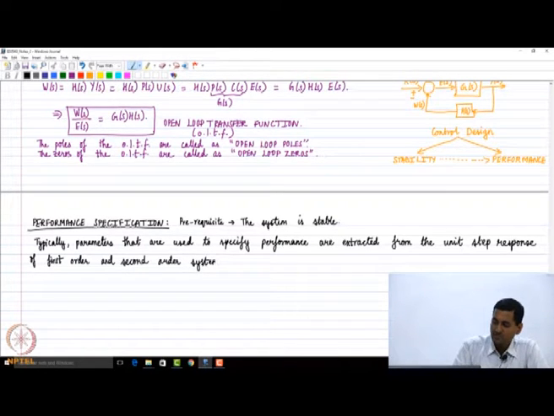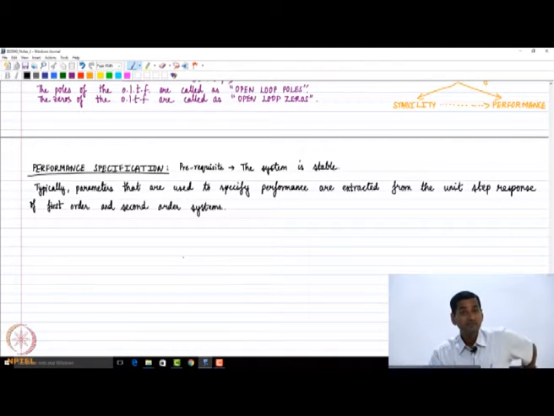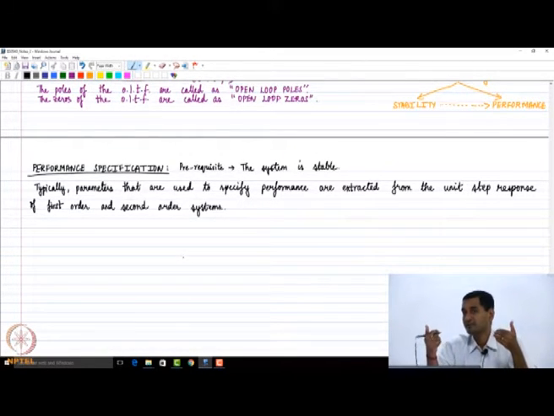Okay, so we see why, right? Typically the parameters that quantify performance specifications, performance requirements, are motivated and calculated. The formulae are extracted from the step response, or the unit step response, of what are called first order and second order systems. Okay, we'll see why as we go along. The motivation will become clear when we go to advanced control design.